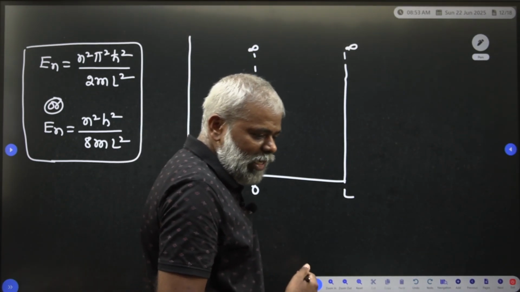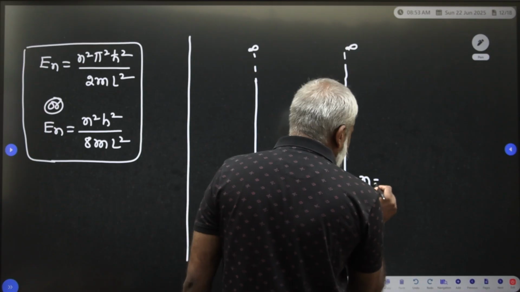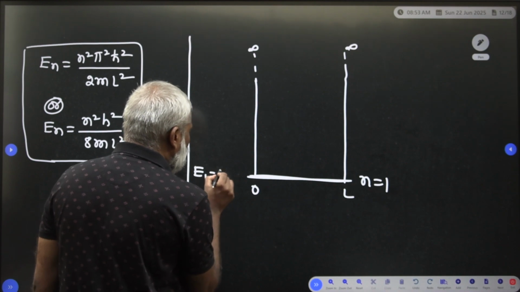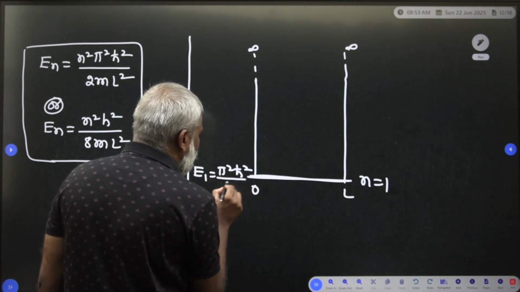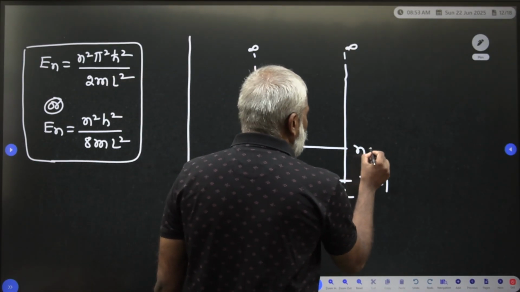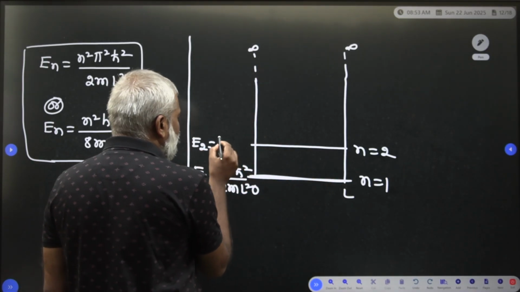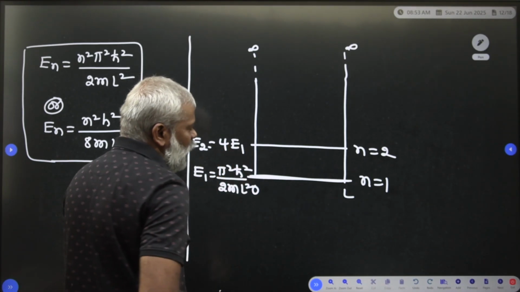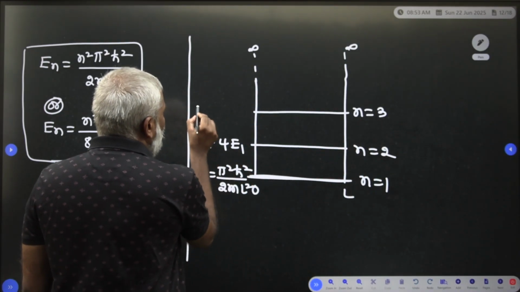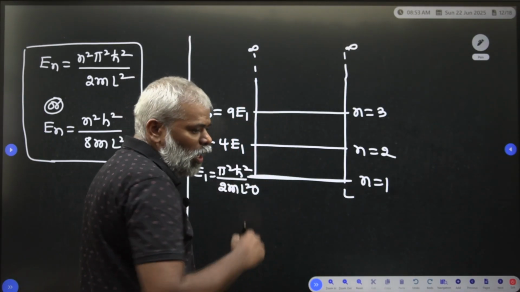Now for n is equal to 0, there is no energy level. For n is equal to 1, the ground state, there is an energy E1 is equal to pi square h cut square divided by 2m L square. Now apply n is equal to 2. Therefore E2 is equal to, since n square is there, 4 into E1. Now E3 is equal to 9 into E1, and so on.